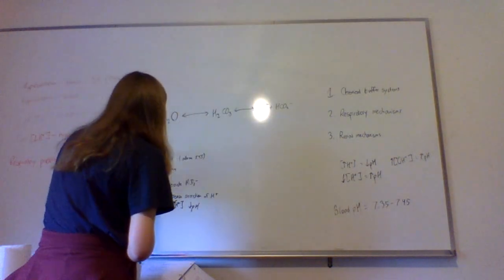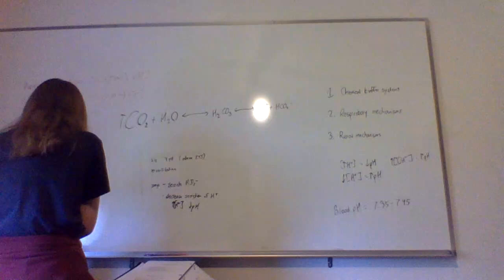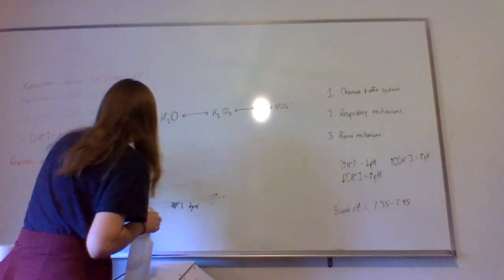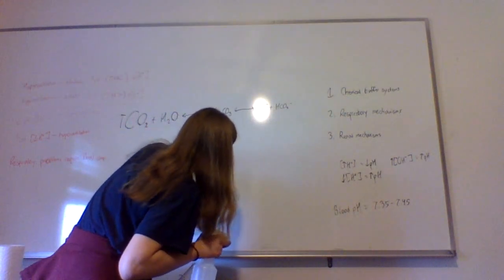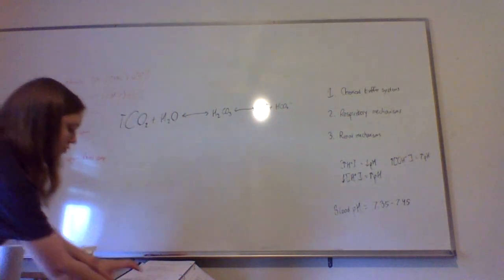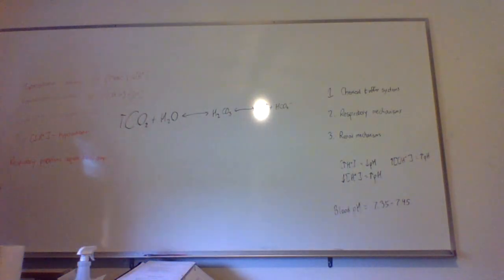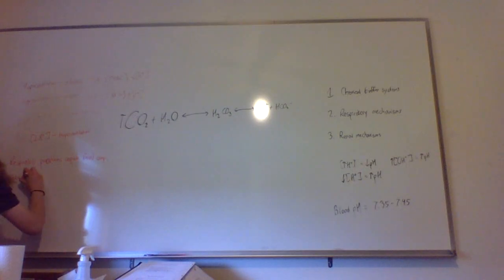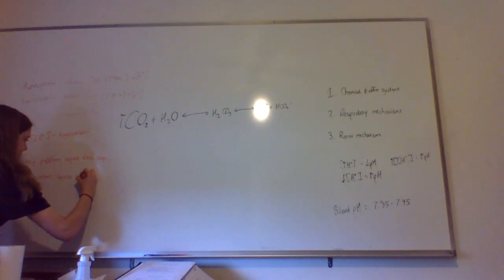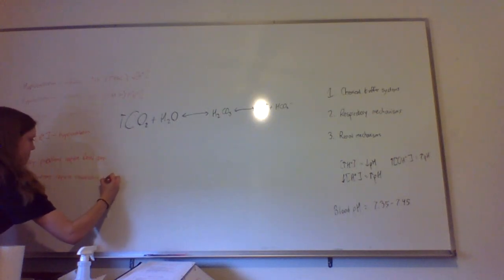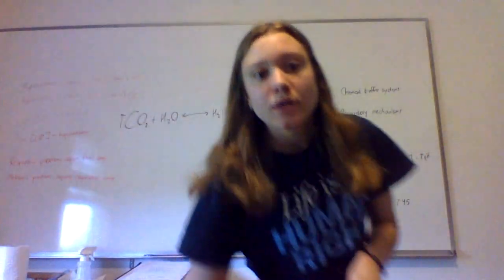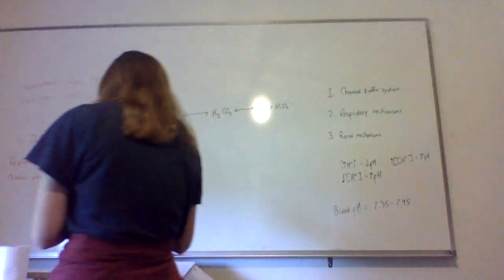Alrighty. Now, another rule of thumb. Now we're going to get into metabolic acidosis and alkalosis. Metabolic problems require respiratory compensation. Can you read that? Yes, you can. Okay, perfect.